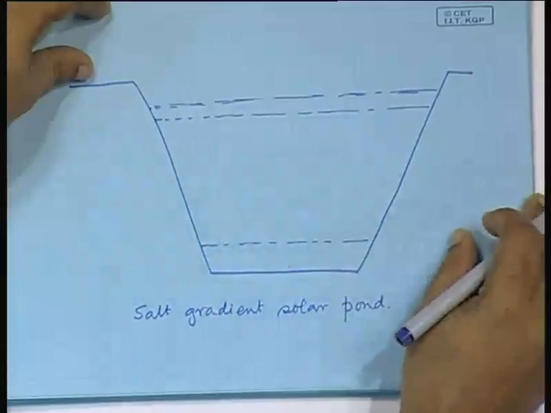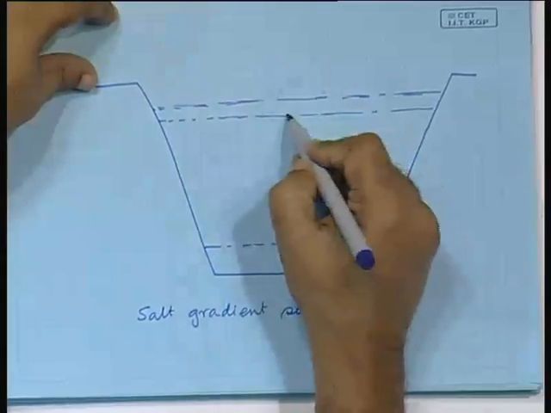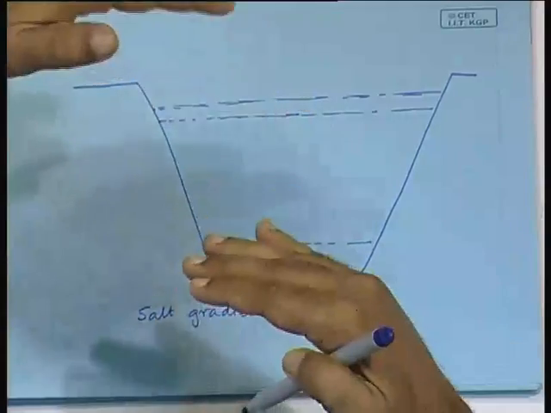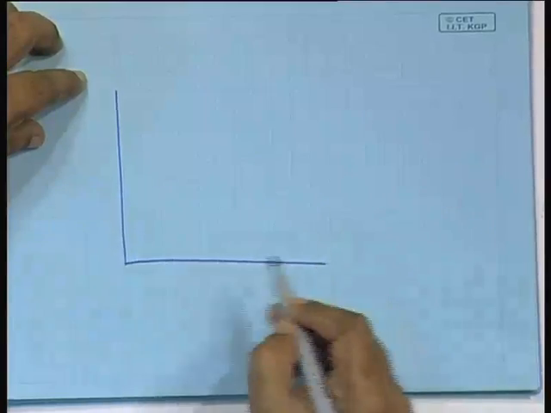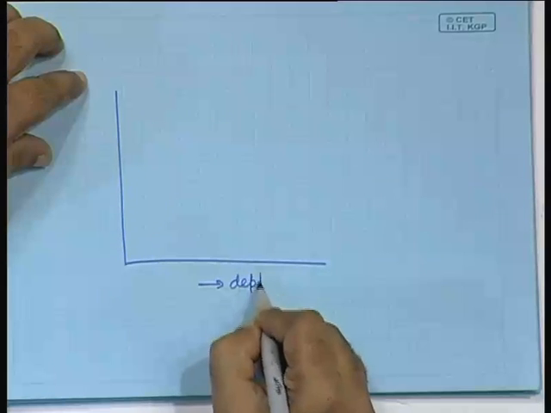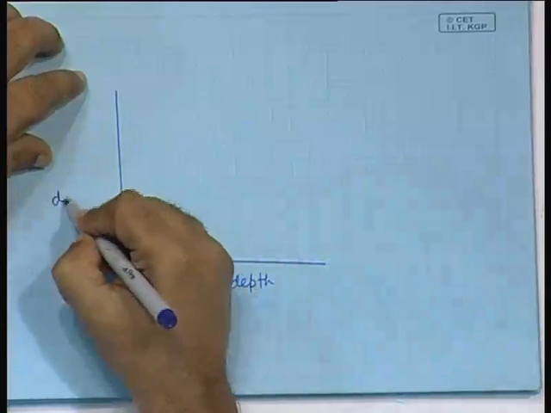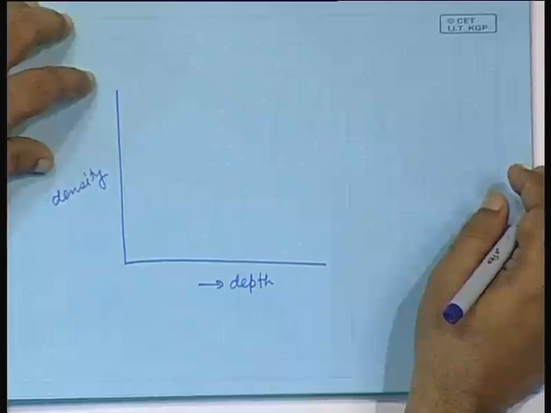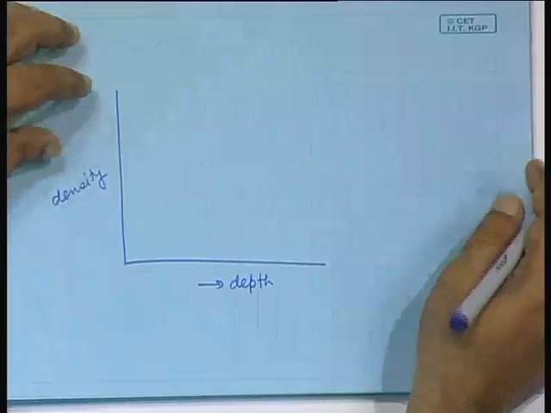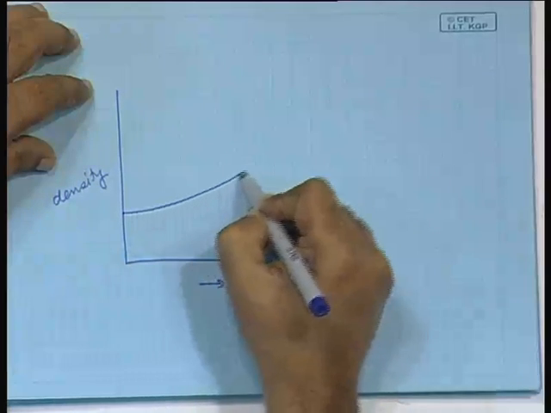So the density gradient should be something like this. In this part, from here to here, the intermediate level which acts as the trap, in that range it has to have a character something like this. So this is the depth and this is the density. So the density has to go up as you go down.